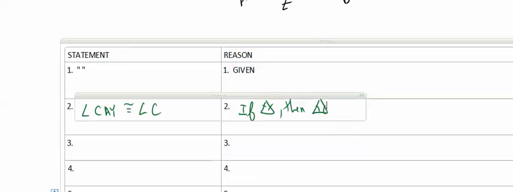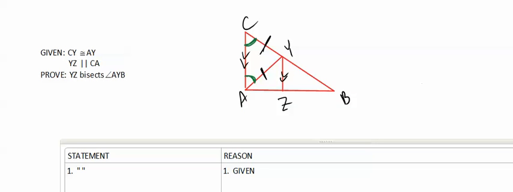Well, since we have this, if you look on the side right here, two congruent sides imply congruent angles. So right away we can say that angle C is congruent to angle CAY. Now that really doesn't quite help with proving congruent triangles, so let's take a look at the parallel lines and see how that might help.